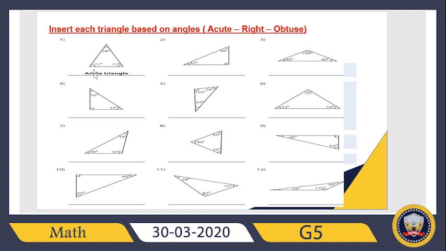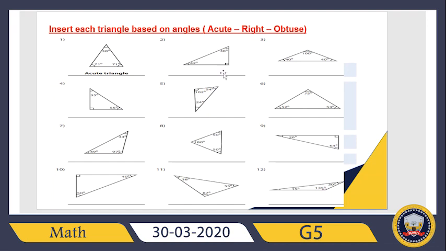Here the first angle equals 71, the second angle equals 71, the third angle equals 38. What does this mean? It means that each angle is less than 90 degrees. As long as each angle is less than 90 degrees, I can call this triangle an acute angle triangle, right?